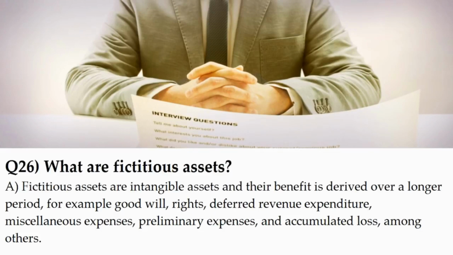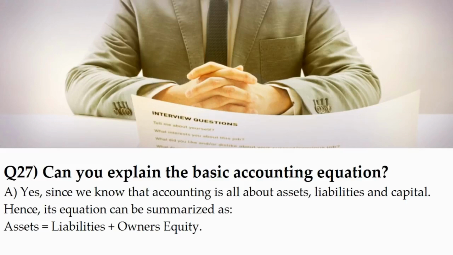26th question is, what are fictitious assets? Fictitious assets are intangible assets and their benefits are derived over a longer period. For example, goodwill, rights, deferred revenue expenditure, miscellaneous expenses, preliminary expenses, and accumulated loss, among others. 27th question is, can you explain the basic accounting equation? The answer is yes, since we know that accounting is all about assets, liabilities, and capital. Hence, its equation can be summarized as assets equal liabilities plus owner's equity.